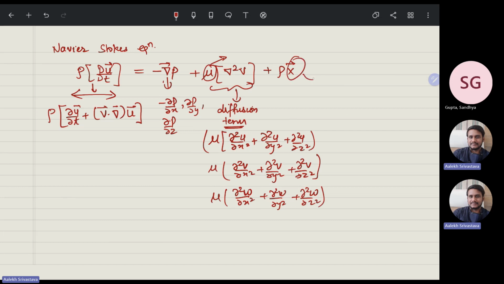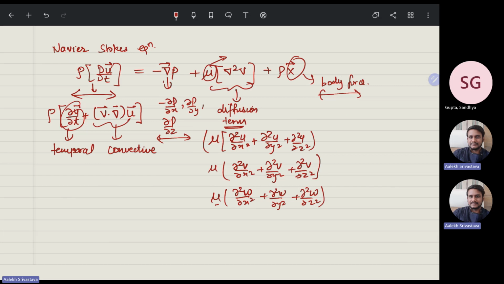And this is the body force. So this is the diffusion term. This is the pressure gradient. This is what we call a body force, and this is what is called the temporal term, and this is what is called the convective term.